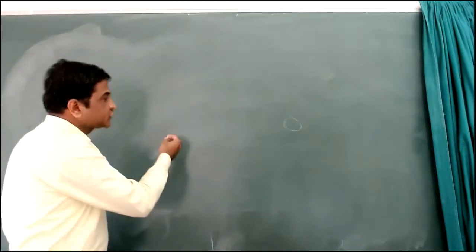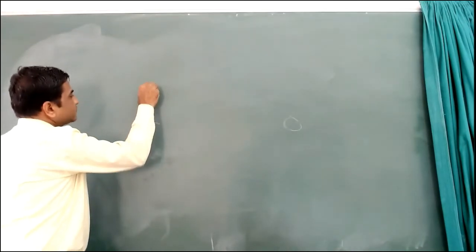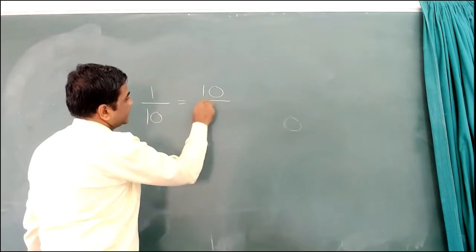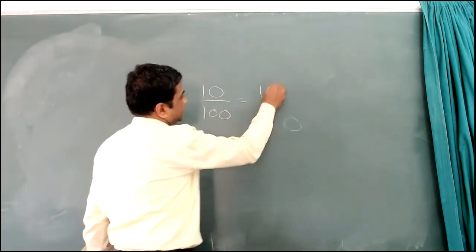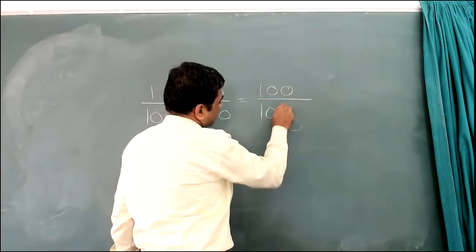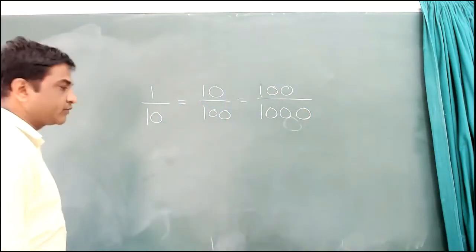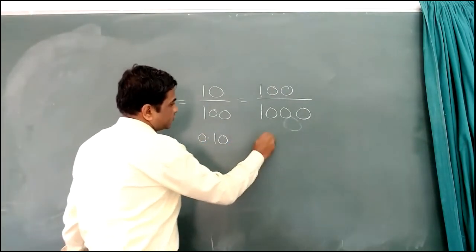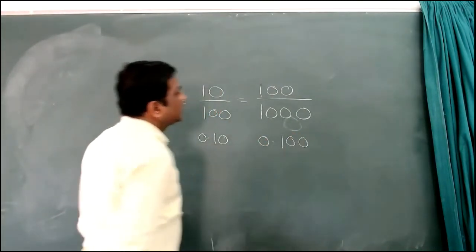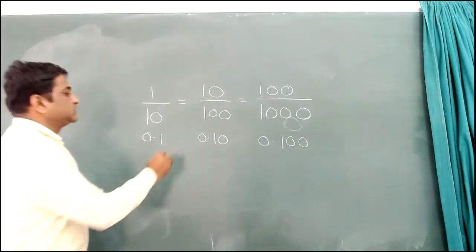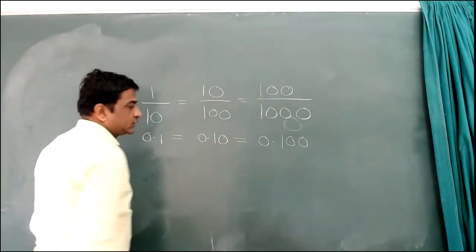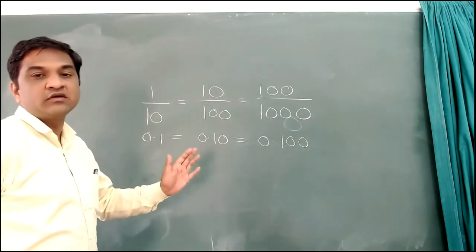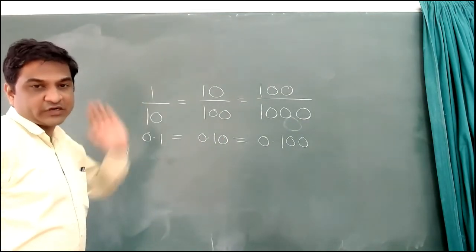So I'm going to write all these fractions on the board and you'll see that 1 out of 10 is equal to 10 out of 100, which is also equal to 100 out of 1000. And the decimals obtained from these fractions are 0.1, 0.10, 0.100. You see that all these decimals are equal, and that's why these are known as equivalent decimals. The equivalent decimals are nothing but the decimals which are obtained from the equivalent fractions.